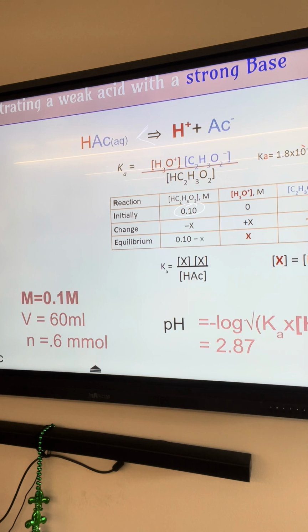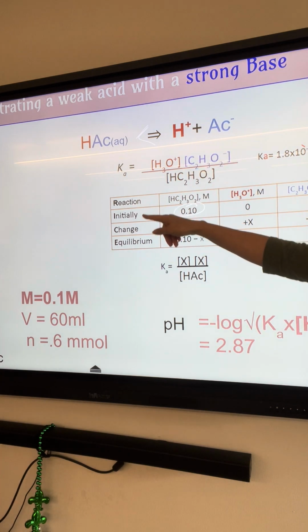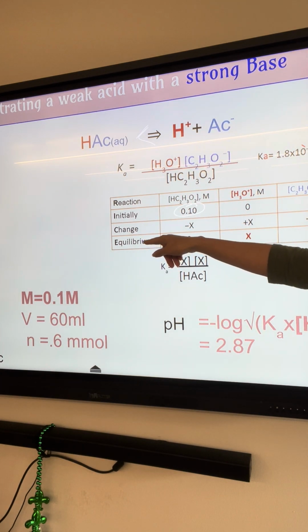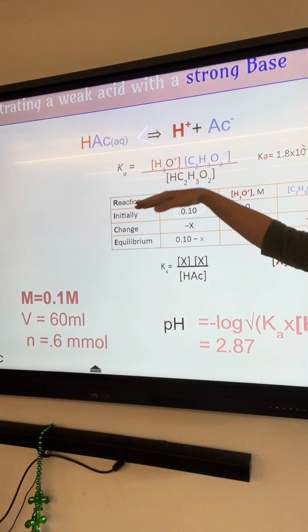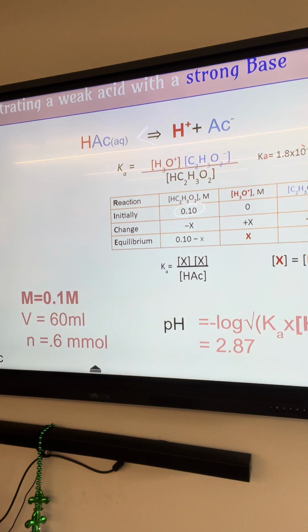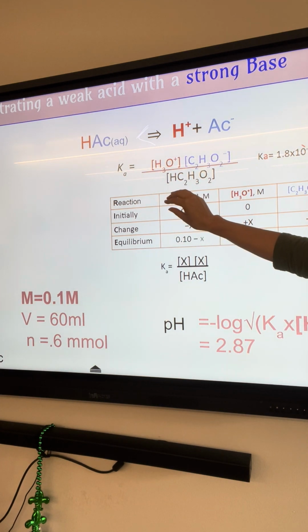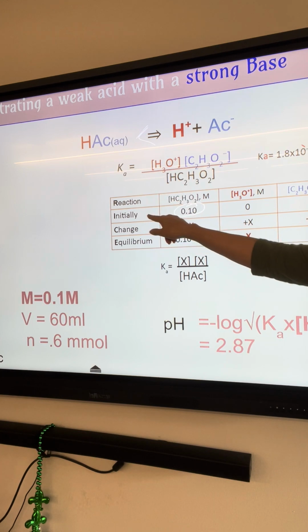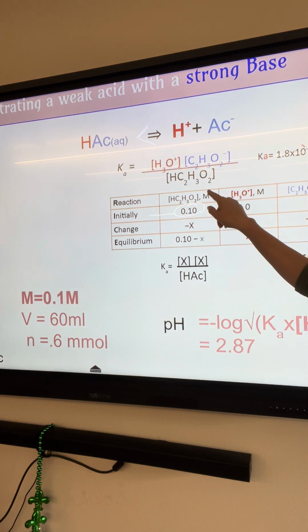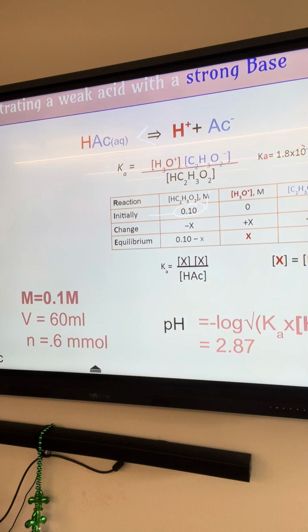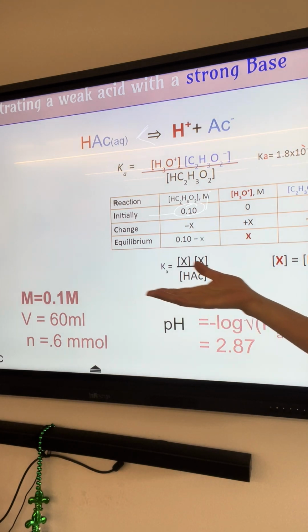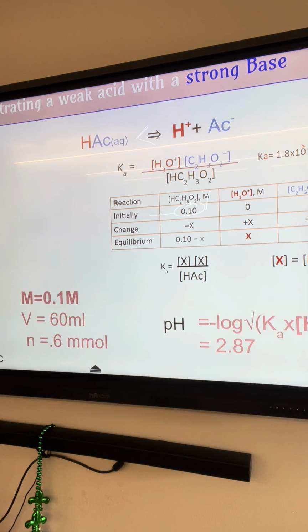Everybody okay with that? At the beginning, you are going to have initial, change, and equilibrium, right? So initially, we were given a 0.1 molar solution, and all we had was acetic acid, right? So we said initially we had 0.1 molar of acetic acid. Then we have no H plus and conjugate base, right?